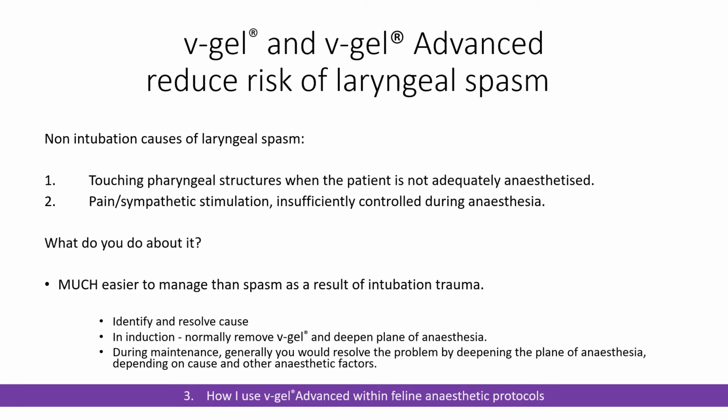So think about the plane of anaesthesia. When I've seen laryngeal spasms happening during both V-gel and V-gel advanced anaesthetic procedures, it's generally because the plane of anaesthetic is insufficiently deep, and you just need to be thinking about monitoring and maintaining that plane of anaesthesia.